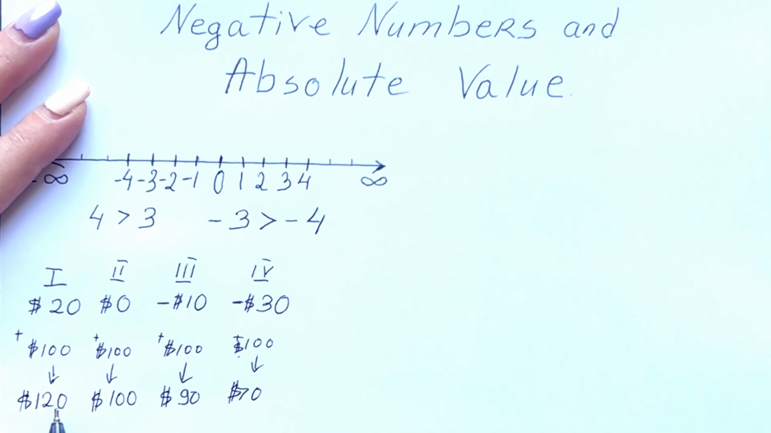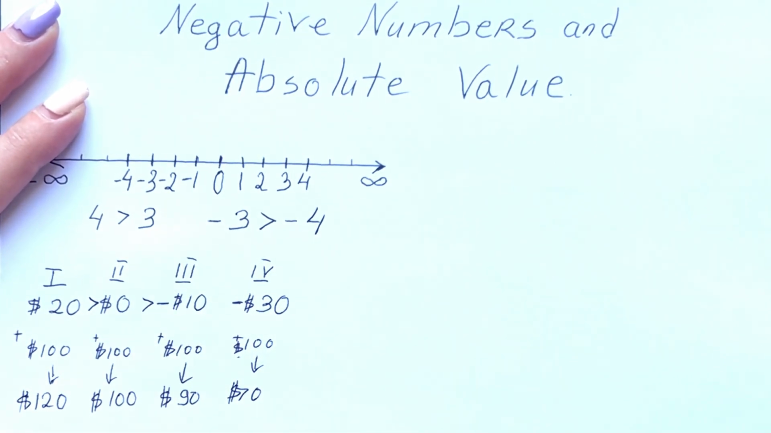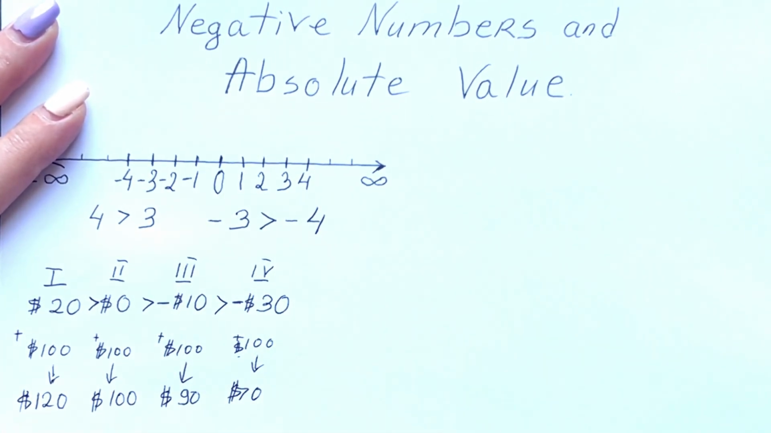Okay, let's look at these numbers. The first friend has more money than the second. The second has more than the third. The third has more than the fourth friend. It means 20 is greater than 0. 0 is greater than negative 10. And negative 10 is greater than negative 30.